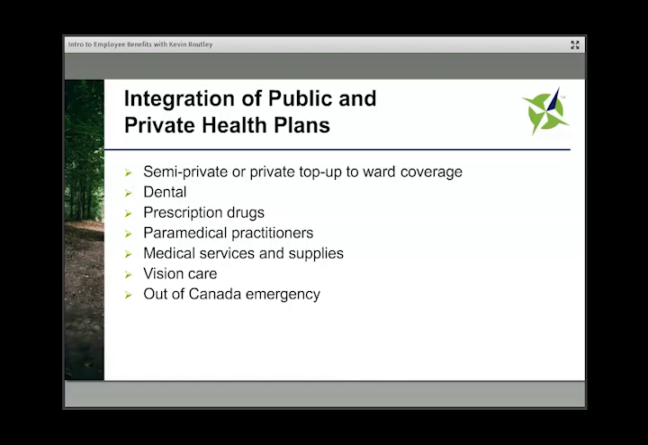Paramedical practitioners, which include things like physiotherapy, massage therapy, chiropractic, to name the big 3, as well as psychologists, naturopath, osteopath, speech therapy. Some programs have dietitian and acupuncture. Those are your paramedical practitioners.